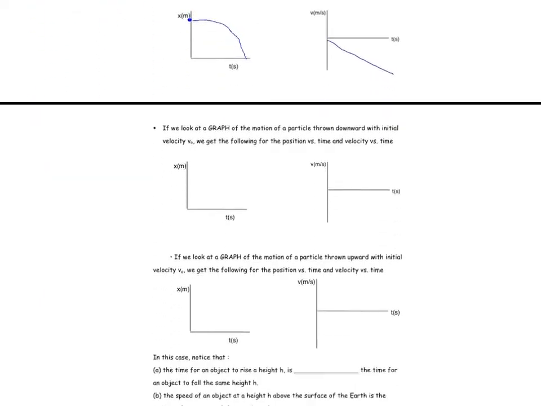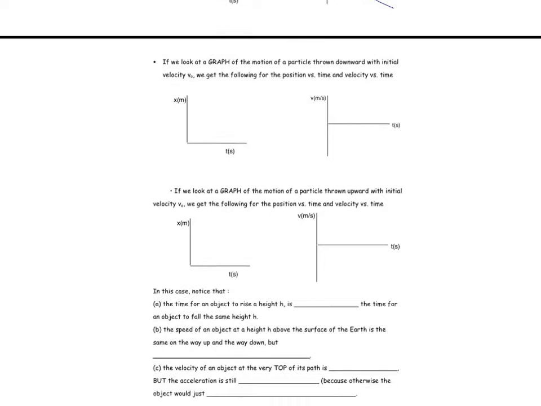If I look at a graph for the motion of a particle thrown downward, this is a little bit different because I'm throwing the ball downward with some initial velocity v naught. That means that I have an initial velocity of v naught, and I'm still accelerating downward. On a position time graph, that means that I'm starting off with some velocity and going faster.